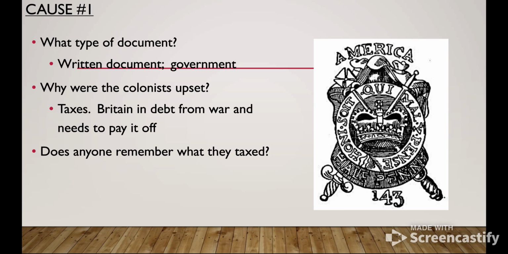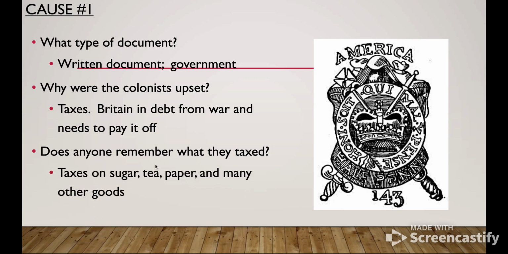As you know, wars are expensive. You have to pay for the soldiers, you have to pay their salaries, you have to pay for their uniforms, their food, their weapons, etc. So at the end of the Seven Years' War against the French and the Native Americans, Britain owes a lot of money, millions of dollars. And the government decides we're going to pay off that debt by raising taxes. And some of the things, sugar, tea, paper, and the other things listed. This obviously didn't please the colonists.